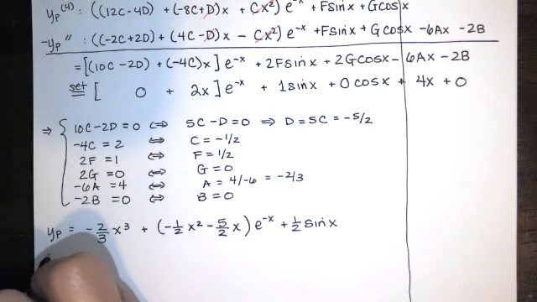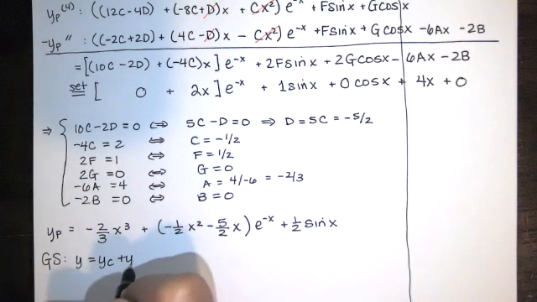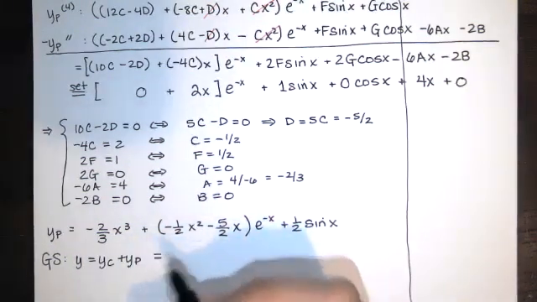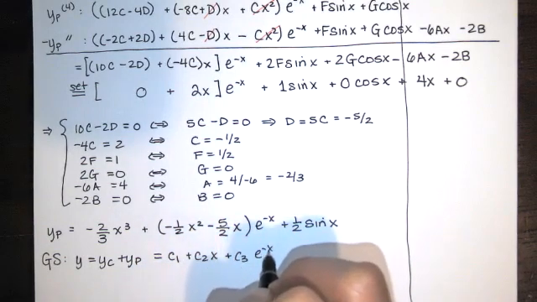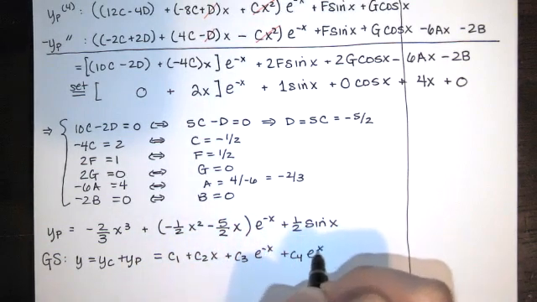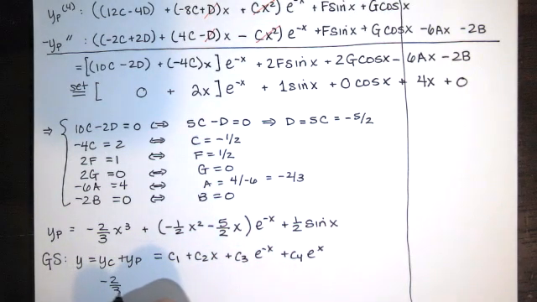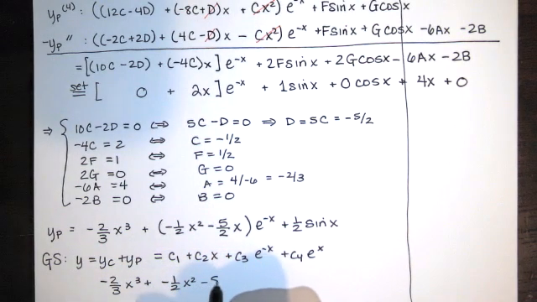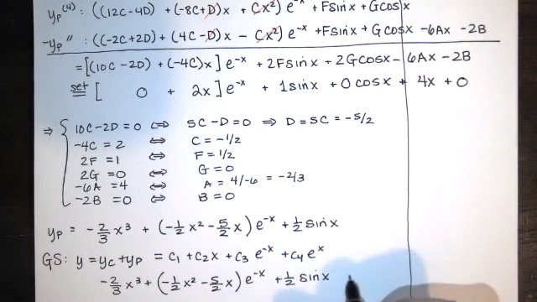And we're not finished yet. We always want to find the general solution. General solution is y equals y sub c plus y sub p, and y sub c is C1 plus C2x plus C sub 3 times e to the negative x plus C sub 4 times e to the x. That's our y sub c, and then we add y sub p. This works for all real numbers.